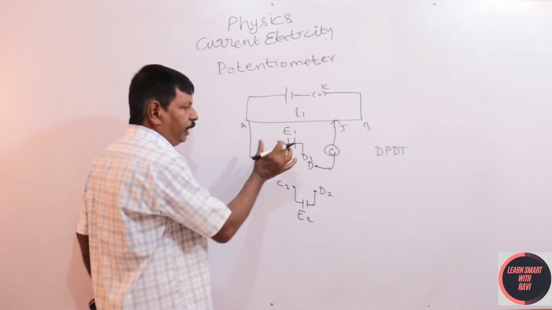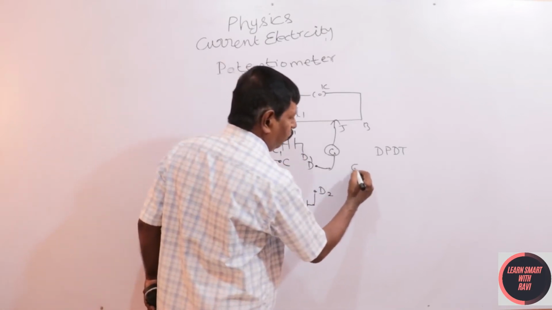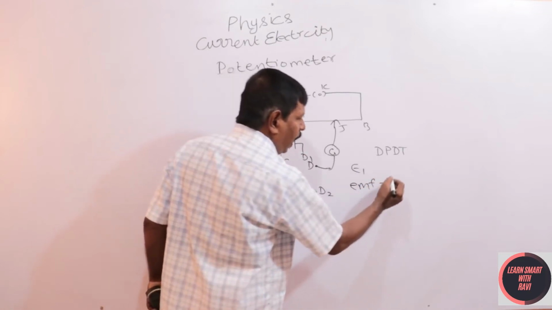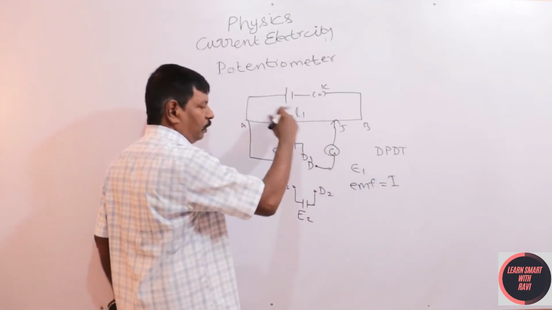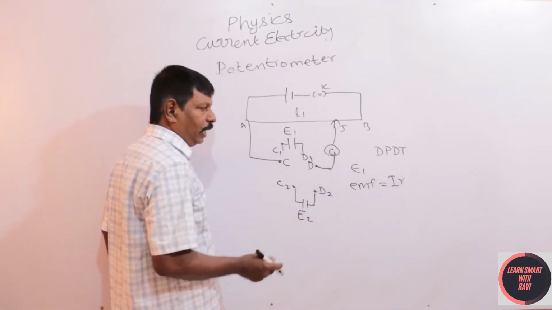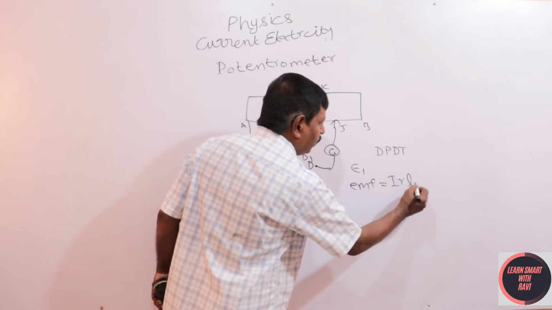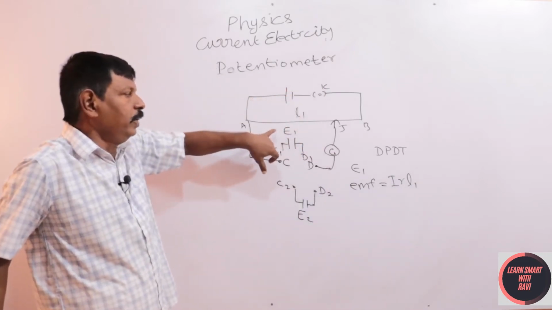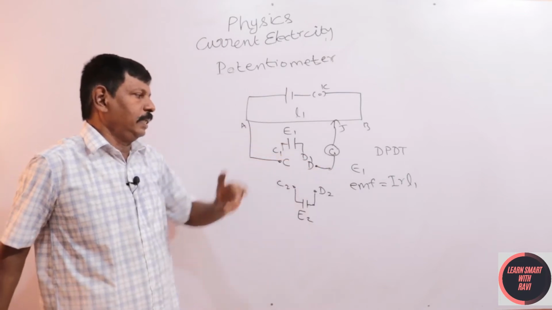So the EMF of the cell E1 is equal to I R L1, where I is the current flowing through the primary circuit, R is the resistance per unit length, and L1 is the balancing length of the cell or battery E1. இந்த E1 ஓட balancing length வந்து L1.